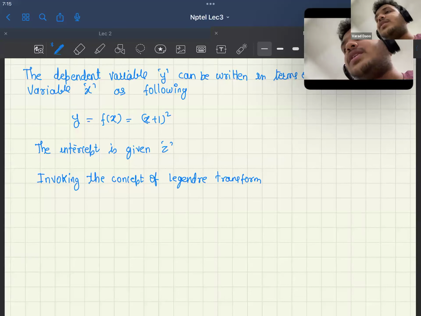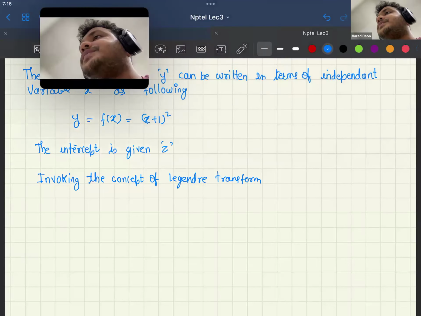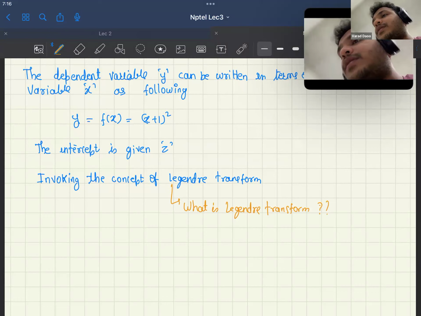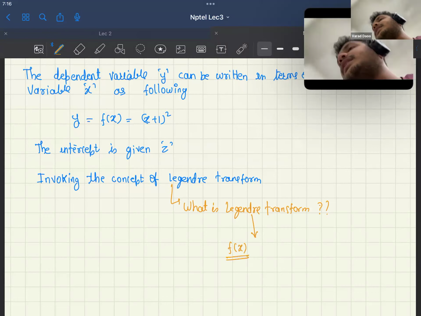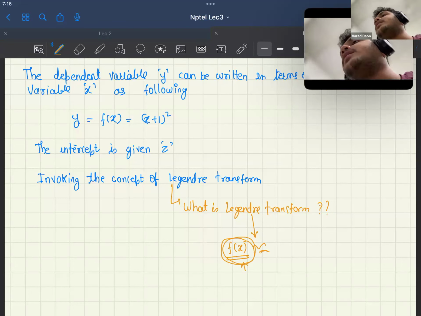So what does Legendre transform basically tell? Let's say I have a function f of x, and it has some expression, right? All the information present in this f of x, if we have its functional form, then we know all the information about f of x.